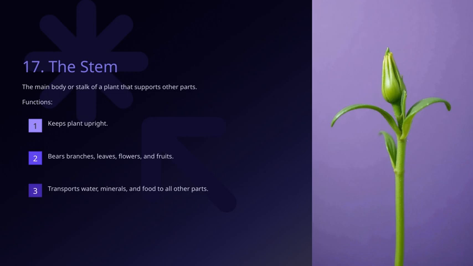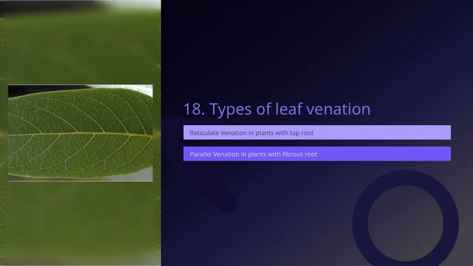It moves water and minerals from the roots up to the leaves, and it also transports food produced in the leaves down to other parts of the plant. So, in summary, the stem is crucial because it not only gives structure, but also ensures that all parts of the plant are connected and nourished. It's a key component in helping the plant grow strong and healthy, fitting perfectly into the overall picture of how plants thrive and survive. Now, let's take a look at the different types of leaf venation.